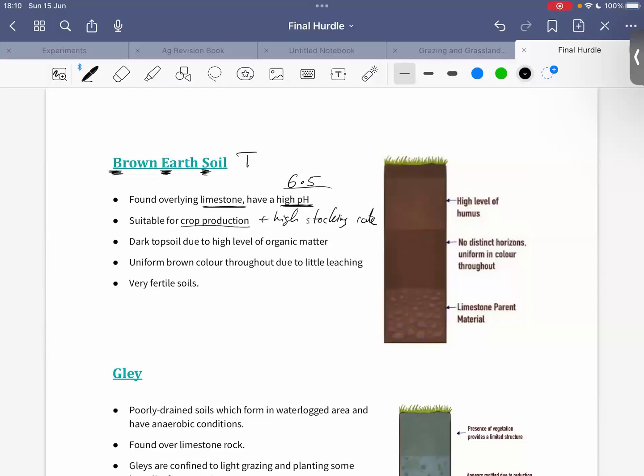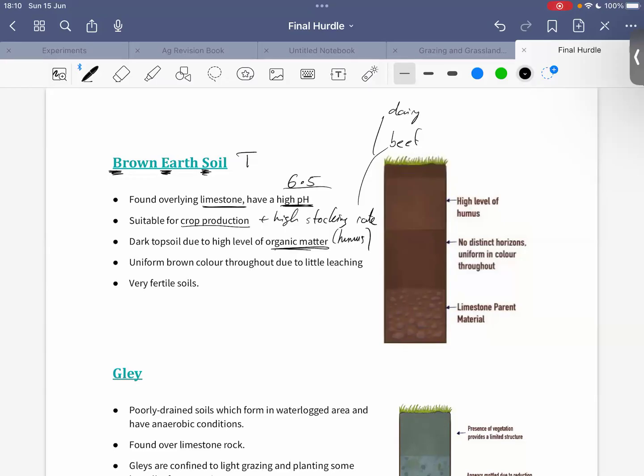And I would also say there, high stocking rate farming as well. So you could have a high stocking rate in regards to your beef or your dairy farms as well. Dark topsoil due to high levels of organic matter. That means we're going to have high levels of humus.